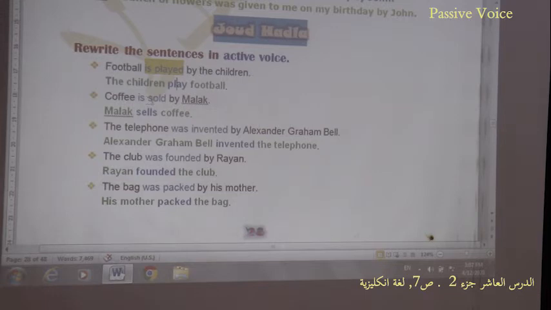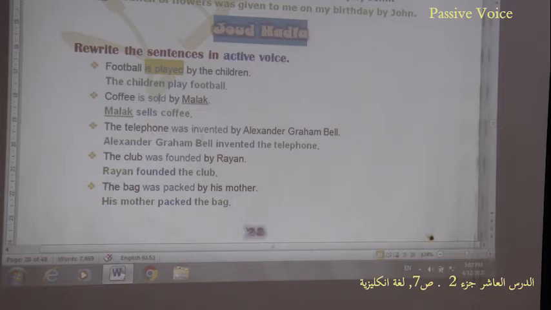Coffee is sold by Malak. So here it is a present simple, passive. And here we start with Malak and the form of the present simple, and we add s for Malak because it's a singular noun. So Malak sells coffee.